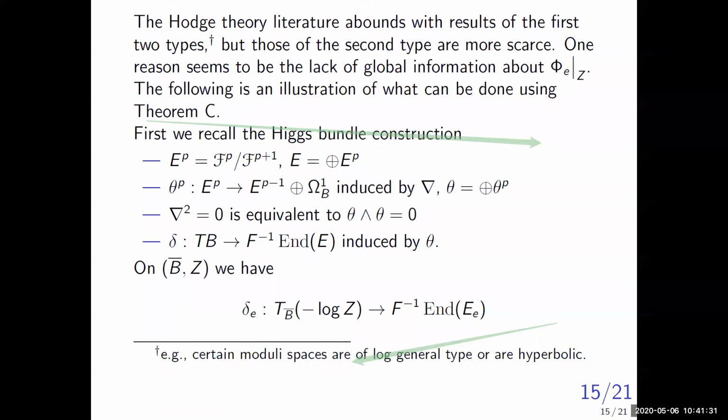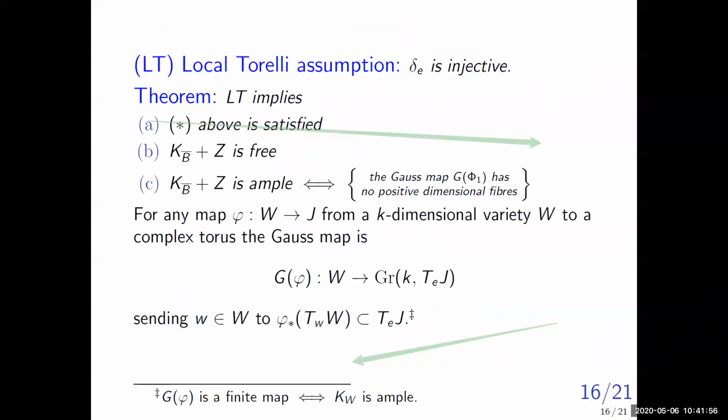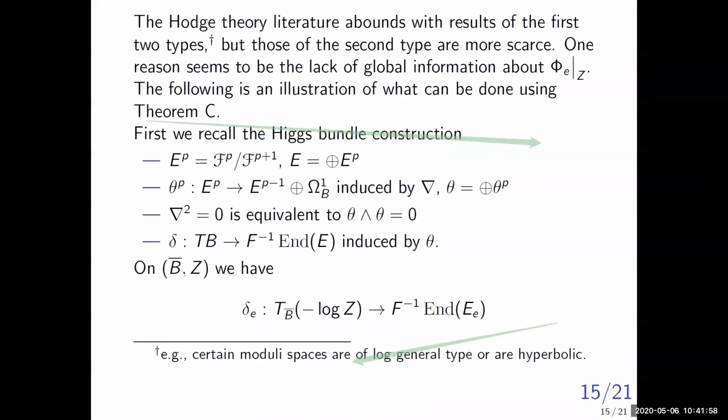So on our global picture, where we have a complete variety B bar with a divisor Z, you have the Higgs mapping, the delta, which is just a cup product. It's induced by the Gauss-Manin connection, which has a logarithmic pole along Z. The local Torelli assumption I'm going to make is that this map is 1-1. It's an inclusion of bundles.